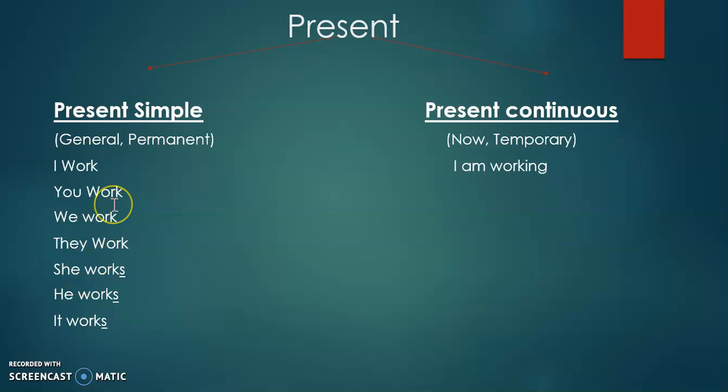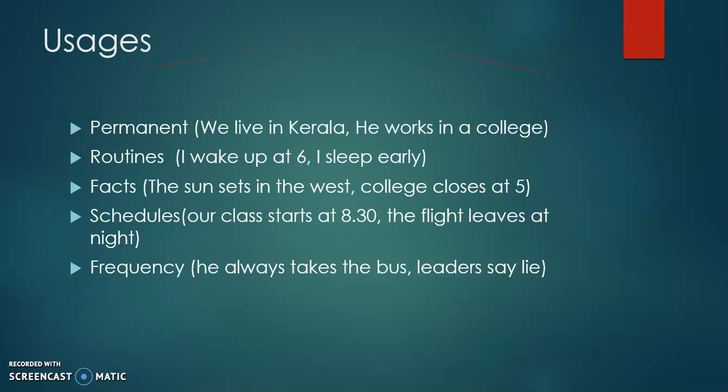So you understand the difference between present continuous, I am working, and I work. At least you understand the practical difference between I work and I am working. When I say I work, it is permanent, or I am working there for a longer period. But when I say I am working, that's applicable for that moment only. That's the difference. Now let's see some usages for simple present tense.